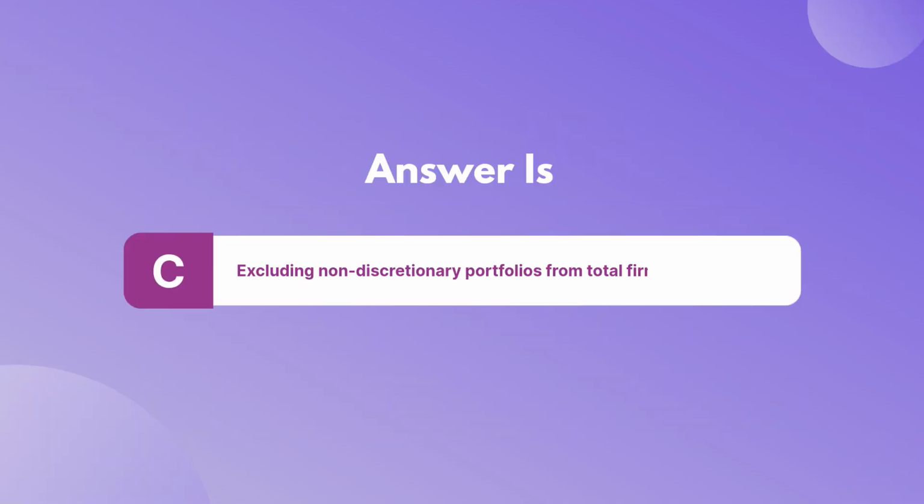Answer is C. Excluding non-discretionary portfolios from total firm assets.